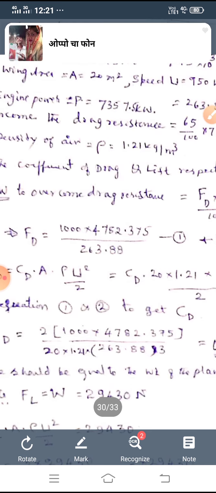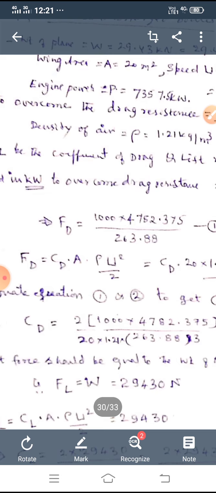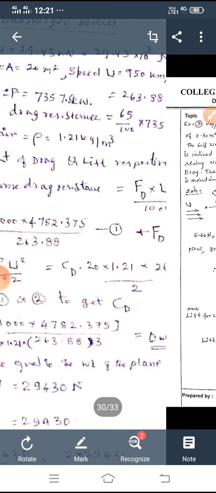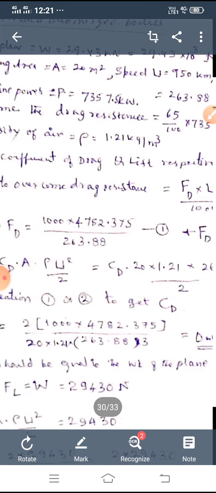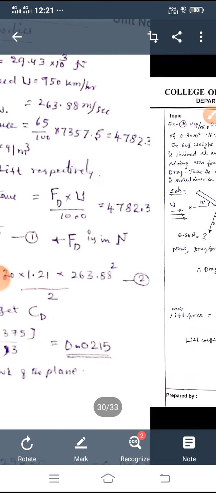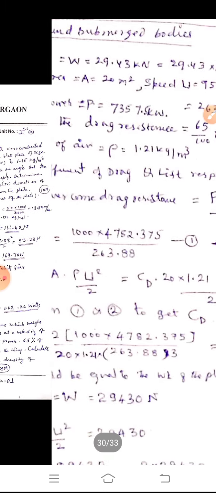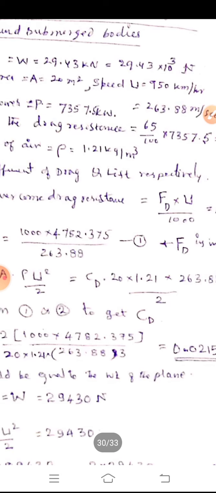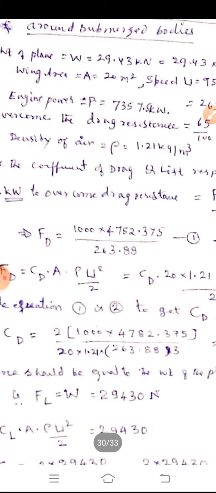We will write that as it is, call it equation 1, because we don't know FD. In the general equation, FD is equal to CD multiplied by area multiplied by rho U squared by 2, that is equal to CD multiplied by 20 multiplied by 1.21 multiplied by 263.88 squared divided by 2. Call this equation 2. Now this is also FD from the general equation, so we can equate 1 and 2 to get the value of CD.